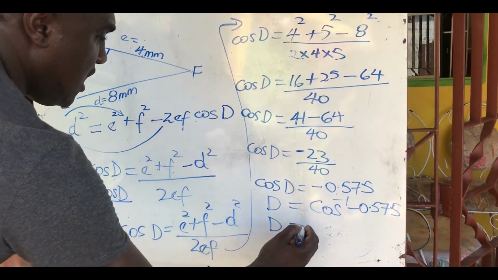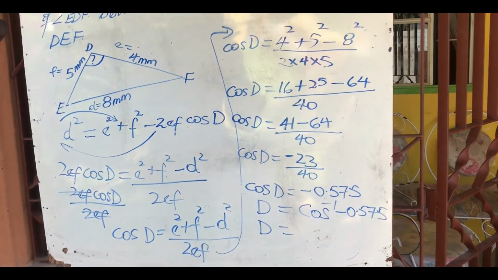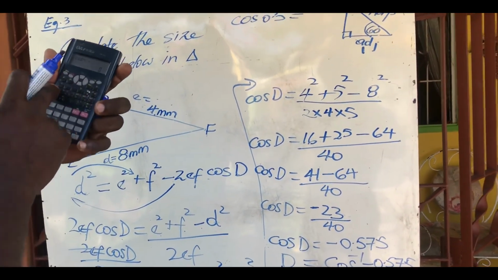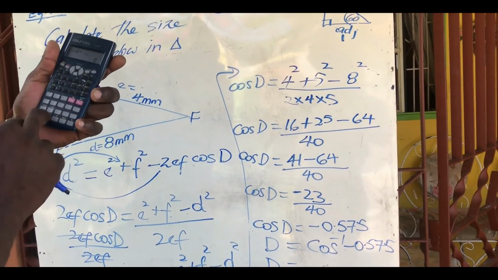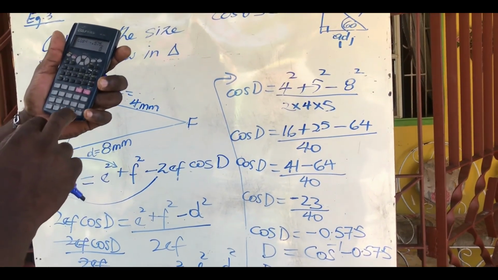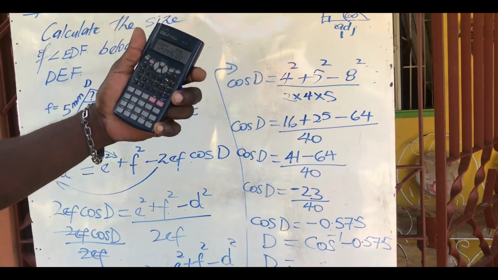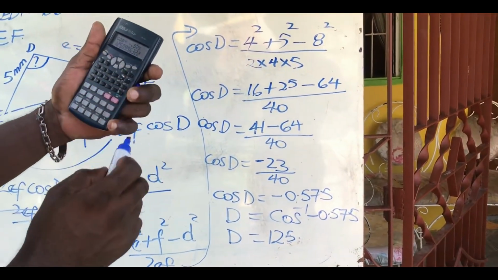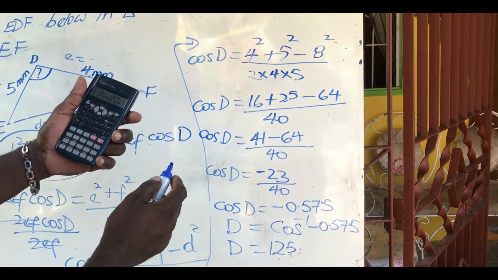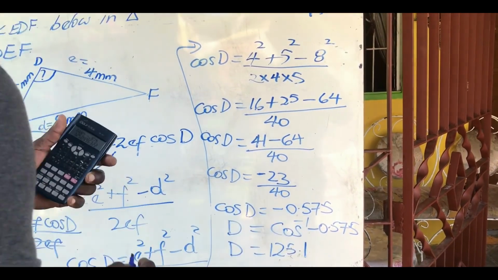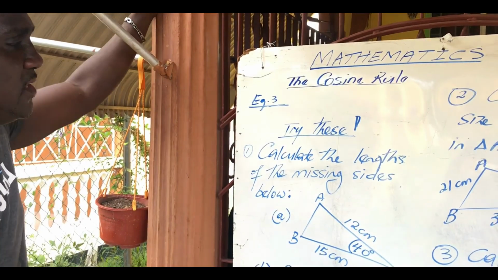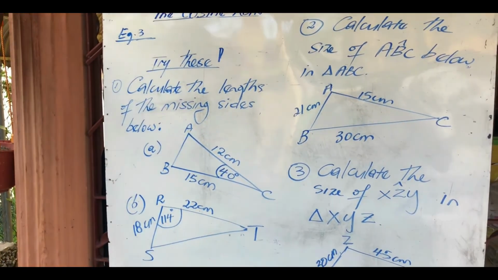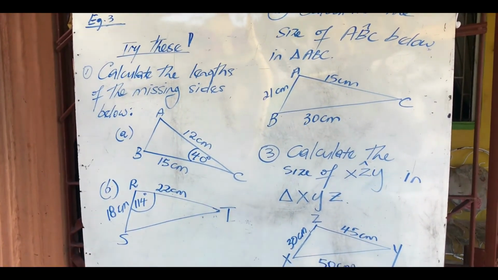And so D equals, and we go on our calculator and we press shift cosine of negative, ensure that you press a negative, 0.575 equals, and what we have here is 125.099. So giving it to one decimal place, it is 125.1. Okay, now try these questions. Here you're asked to find the missing sides. Here you're asked to find the required angle. And as you can see, you're going to use the cosine rule.